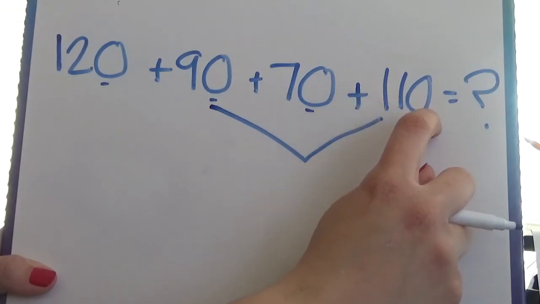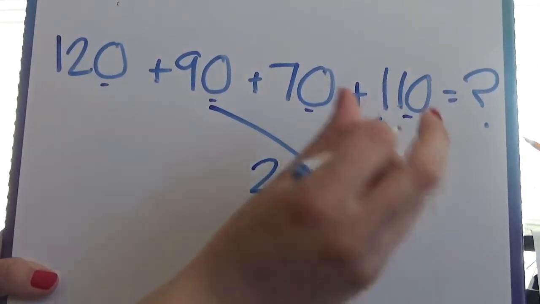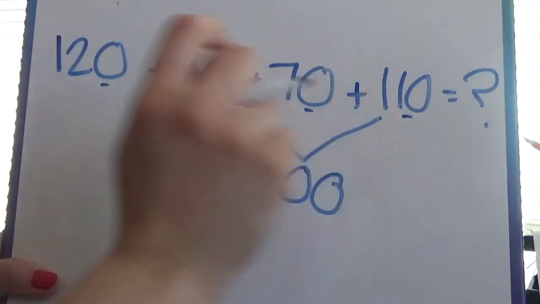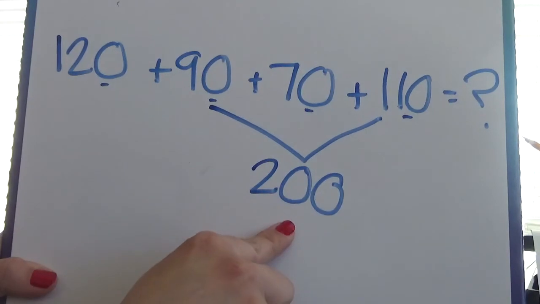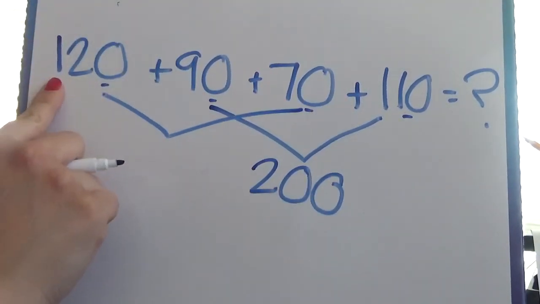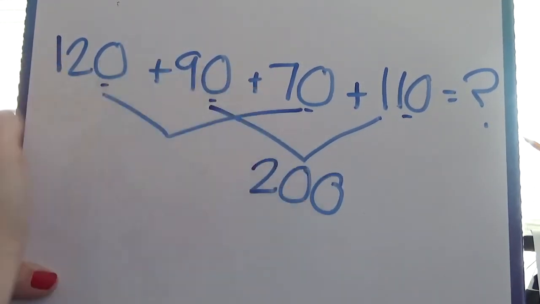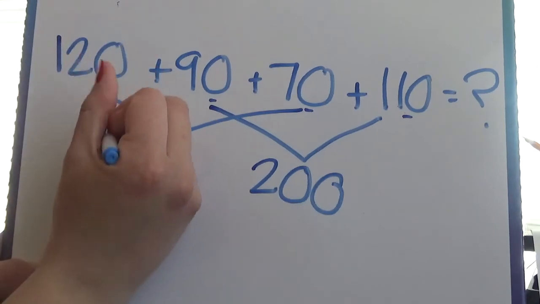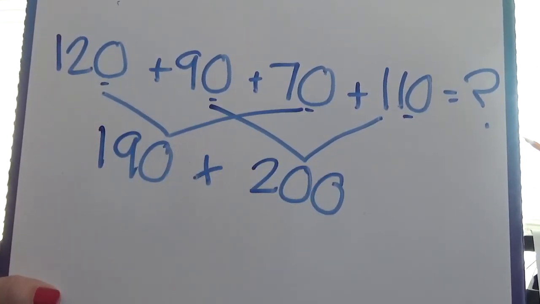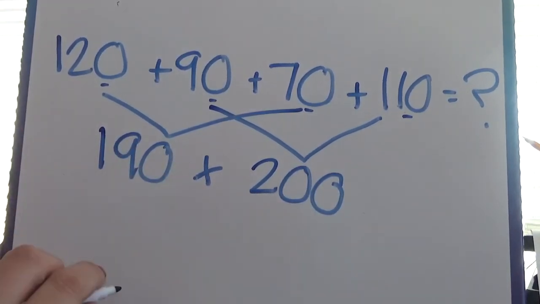So 110 plus 90 equals 200. 90 plus 10 is 100, and then you add another 100 to it, you get 200. Now I'm going to add my other two numbers. 120 plus 70. 20 plus 70 is 90, plus 100 equals 190. So now I have to figure out what 190 and 200 make.